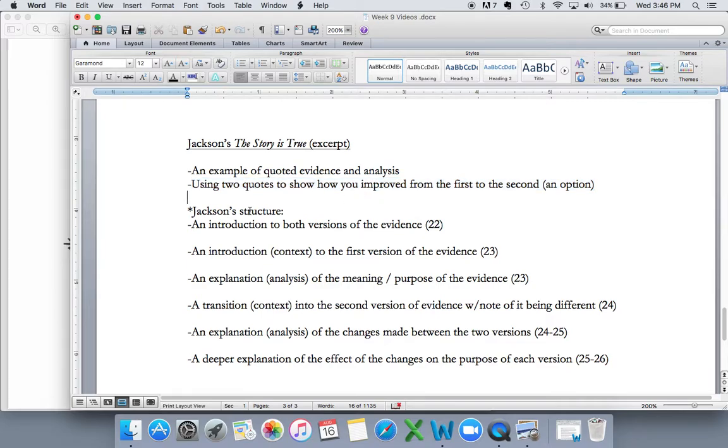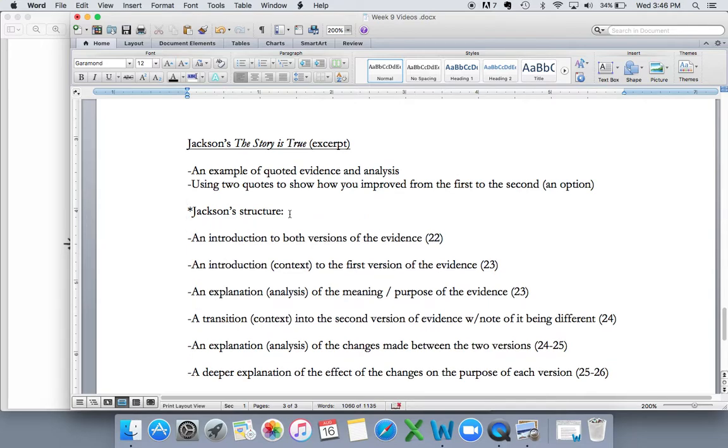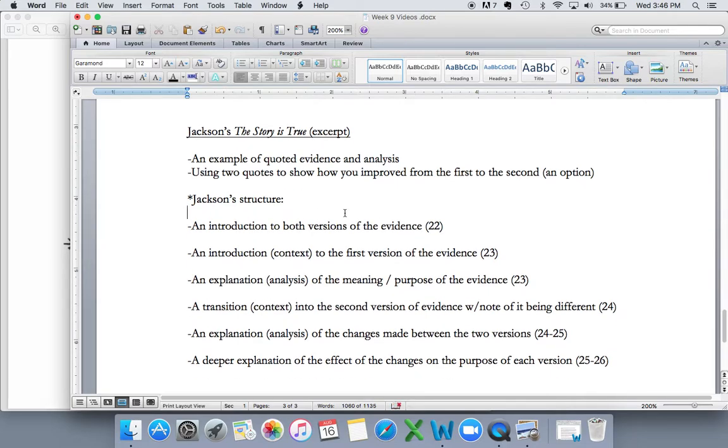So we're going to look at Jackson's structure here. I'll walk through it, and then we'll go to the pages and see him doing it. He first wants to introduce both versions of the evidence. This is, of course, after he has set the topic that he's going to discuss. He's talking about the effect of different versions of a story and how details matter, and he gives us that in the very beginning before he says, and now an example.